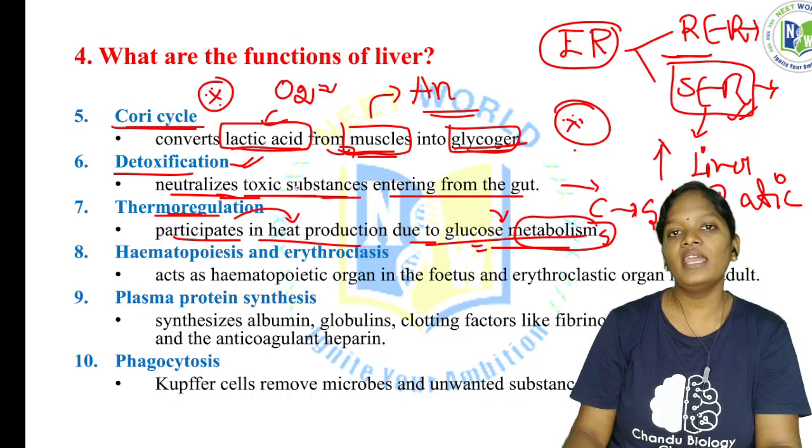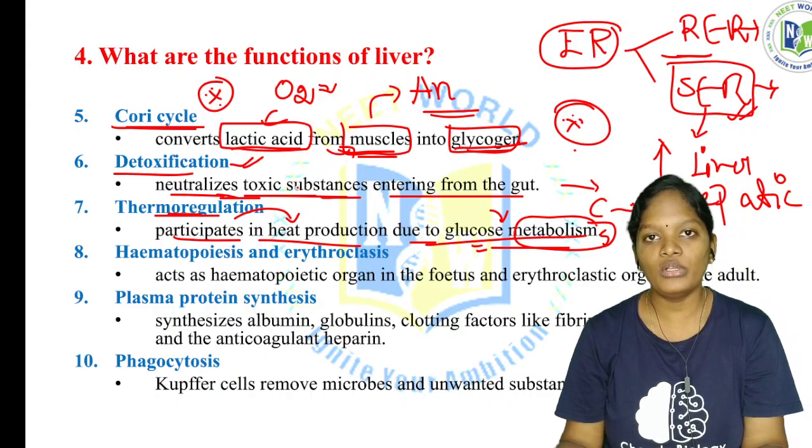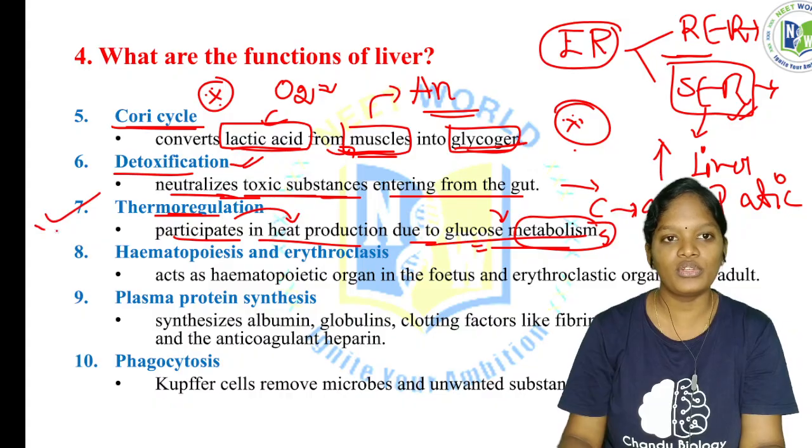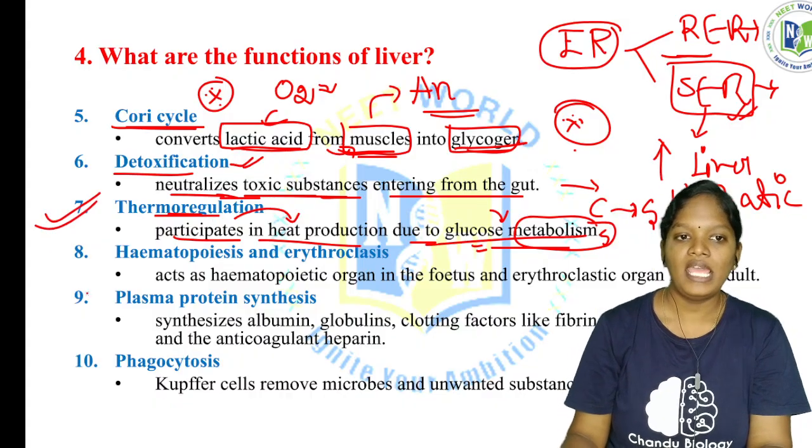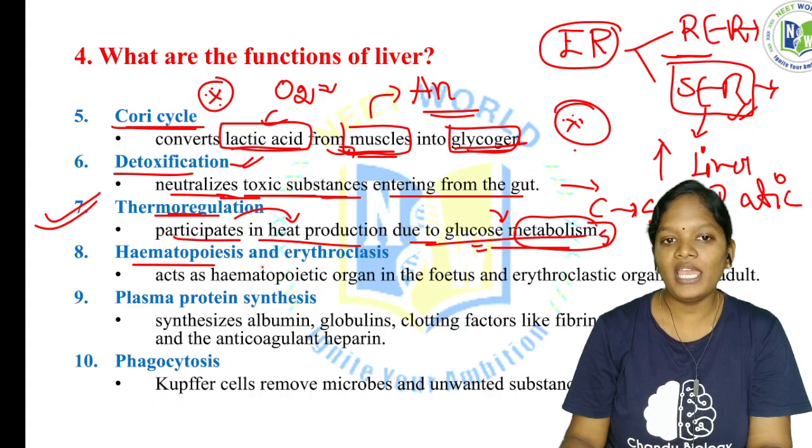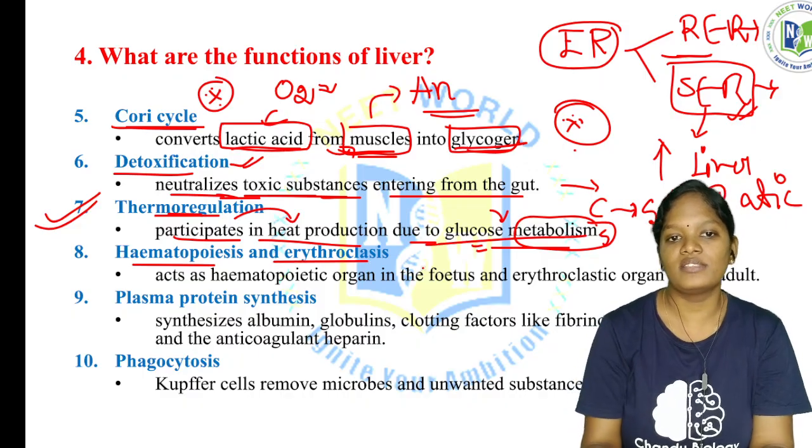So it is releasing a large amount of heat. That is why it is responsible for the thermoregulation process. And the eighth important point will be hematopoiesis and erythroclasis.